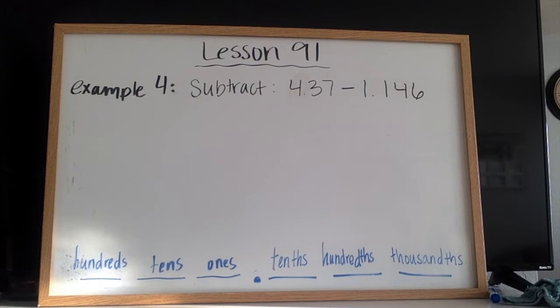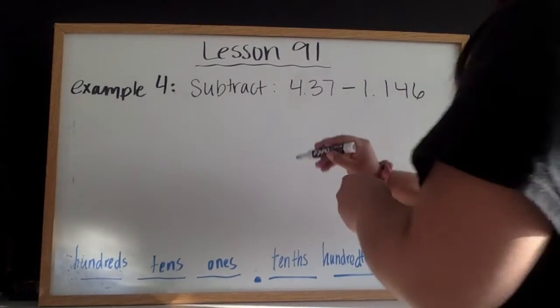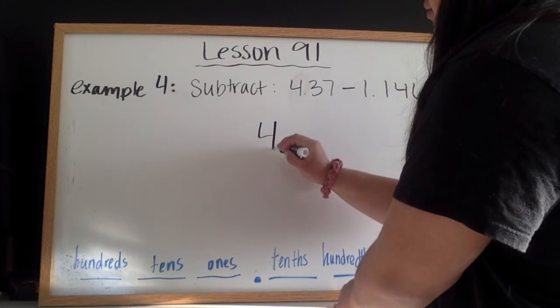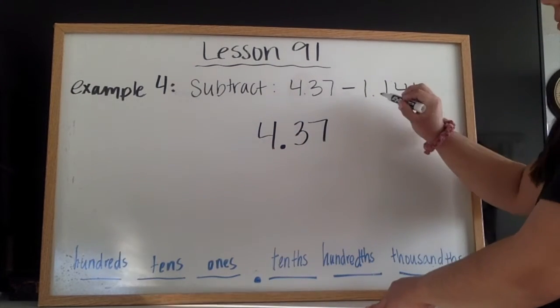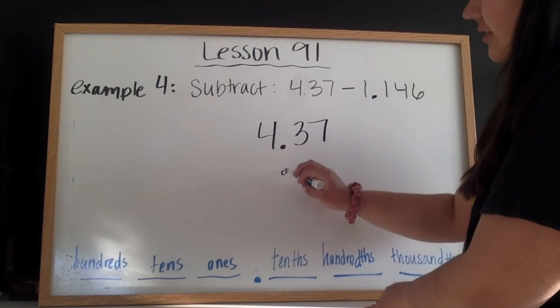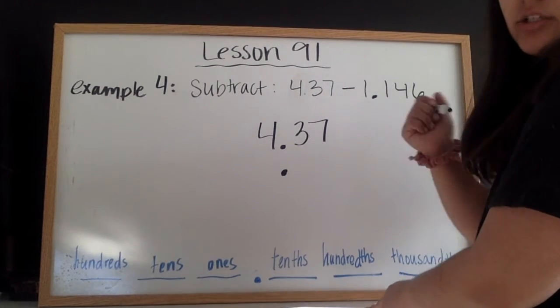Example 4. Subtract 4.37 minus 1.146. So again, when we are subtracting or adding or comparing decimal numbers, we do need to line up our numbers, and we line up our decimal numbers. That way our place values are lined up too. So I'm going to take 4.37 first. And then I need to do 1.146. So I'm going to take this decimal number and put that first. That's just how I like to do it.